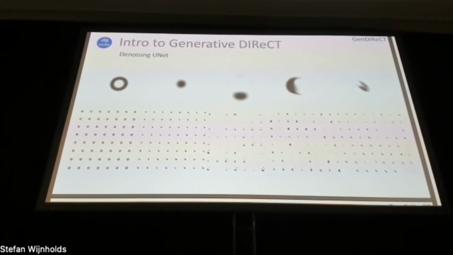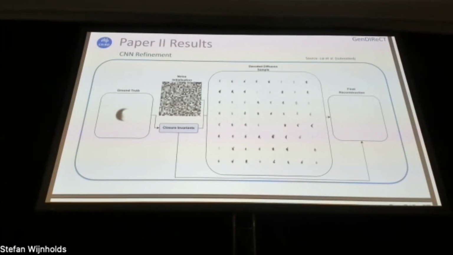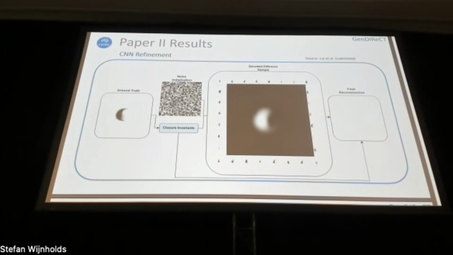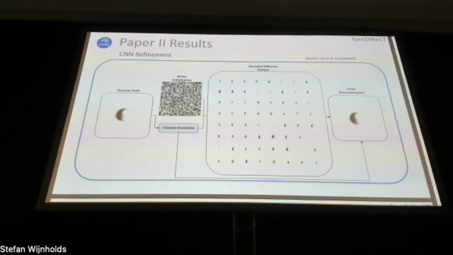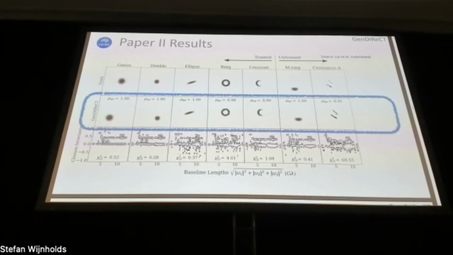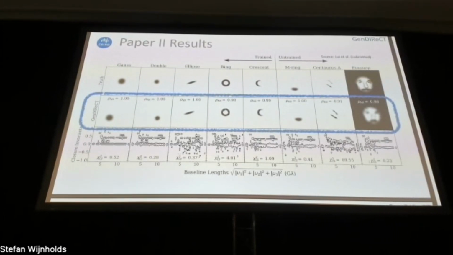And from these posterior samples, you can do this part, which is the CNN refinement technique that I talked about just now. And so this is supposed to be a video, but this is a PDF, so sorry you don't get a video today. But it eventually ends up being a better reconstruction that also abides by the data terms, is consistent with the data terms. Okay, so on the left-hand side, you can see a bunch of trained images. On the top, you see the truth image, and the middle is the gen-direct reconstruction. And you can see that it performs very well on both image metrics and data metrics. And on the right-hand side, we have examples of untrained classes, including Einstein rings, on which the gen-direct model continues to perform very well.